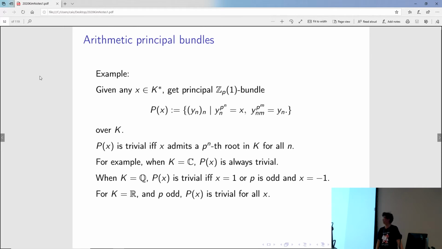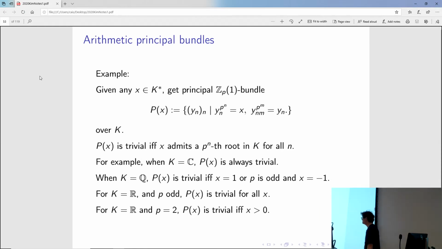So if K is a field like R, that's of course much simpler than Q, but slightly more complicated than C. And if p is odd, then this principal bundle is trivial for all x. On the other hand, if p is even, if p is 2, that is, right, that's even, then P_x is trivial if and only if x is positive. So as I said, somehow Diophantine properties of some sort are built into the structure of these principal bundles. So these are just elementary examples to give you a flavor of that.